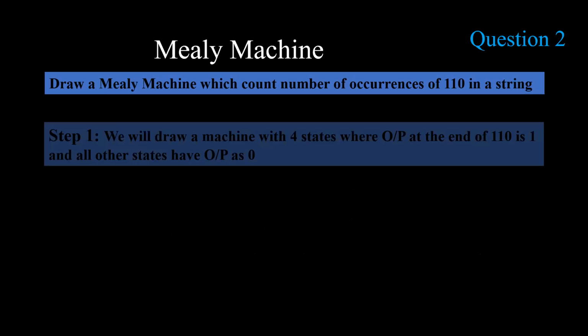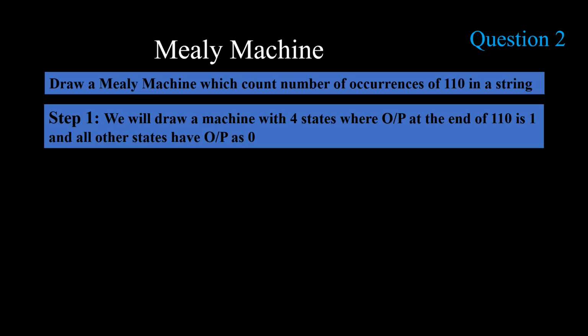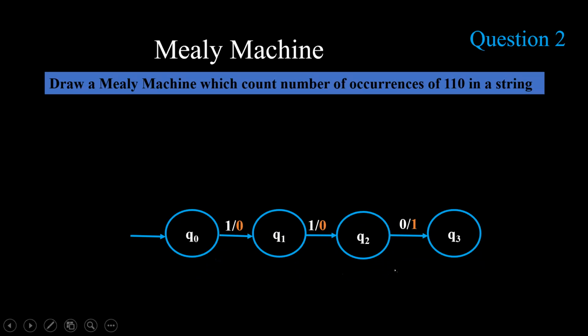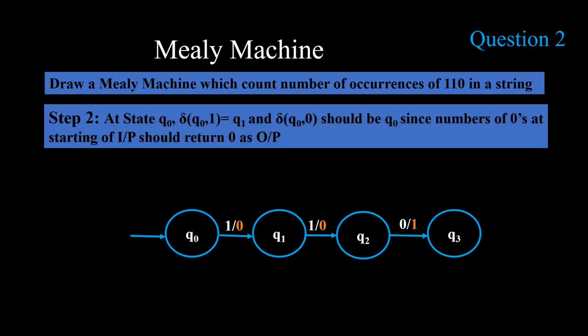Exactly the same pattern will be followed for the Mealy machine. Initially, we will draw the machine with all inputs and outputs of 0, 0, and output 1 when we get 1, 1, 0. Now we will check that this is a DFA. In order to check this, corresponding to Q0, on 1 we have a transition. On 0, since any number of zeros at the start hardly make any difference, we should put a loop on Q0 itself.